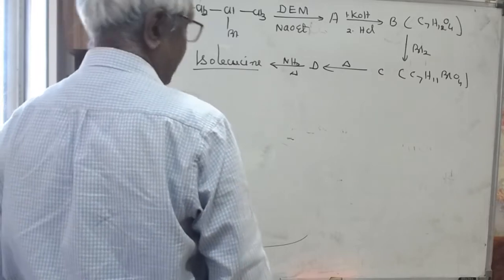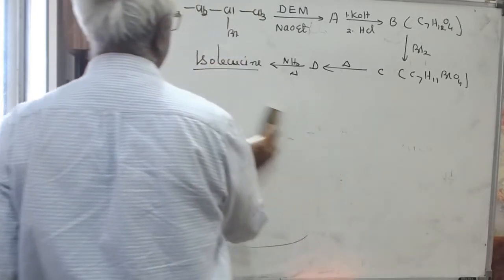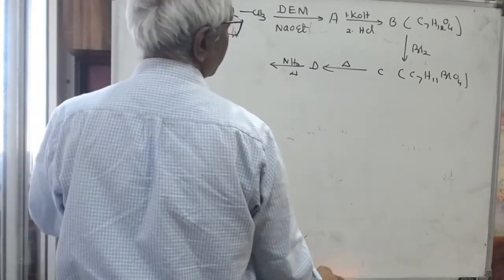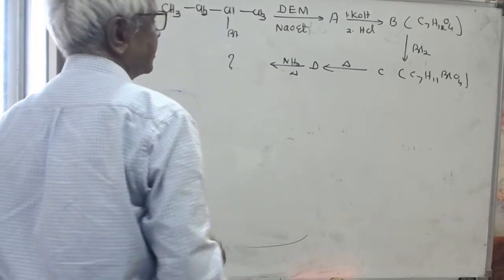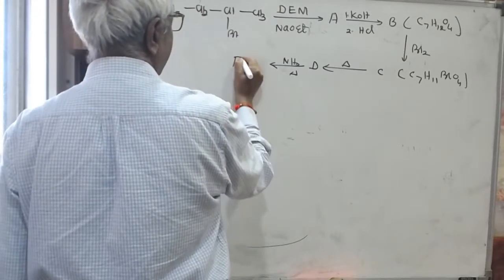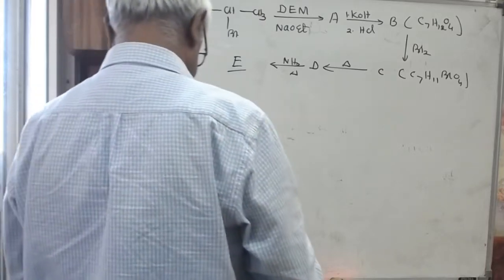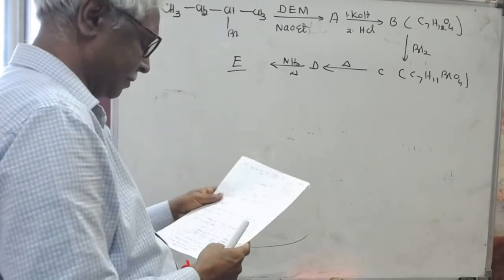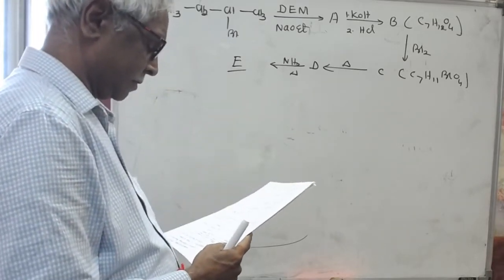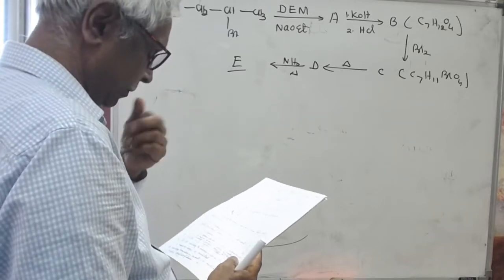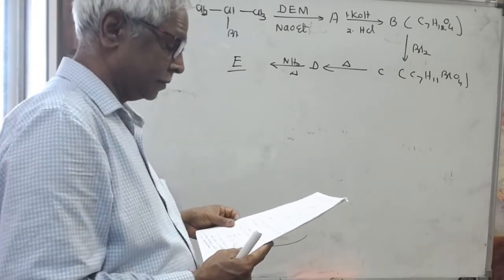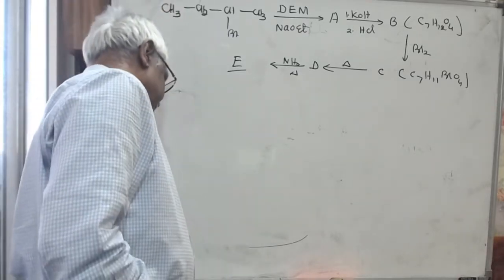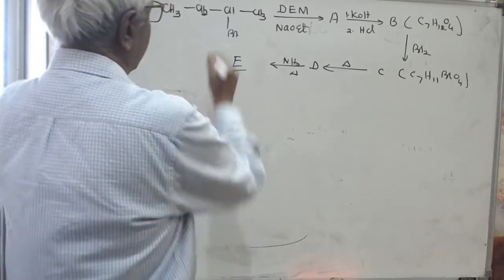Complete the sequence of reactions. Or they may not give this. What is the structure? Or I can say E. What is E? Write the structure. Try this. What is done? Now you should understand.